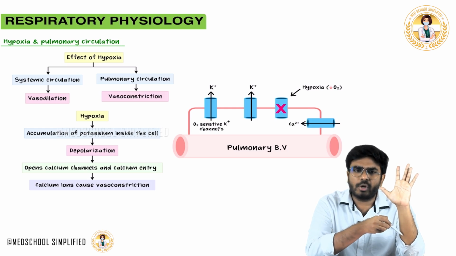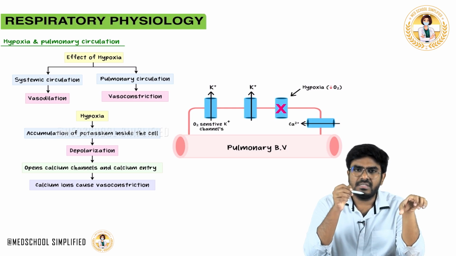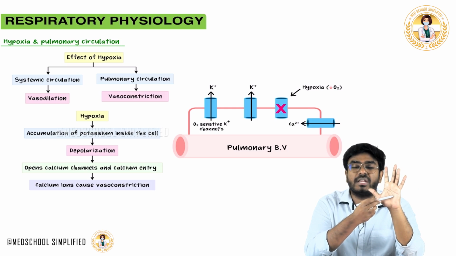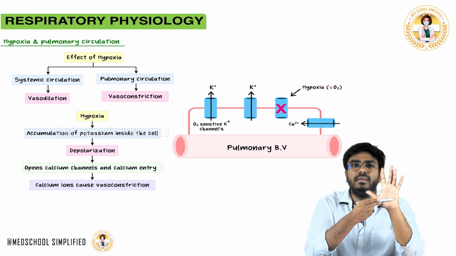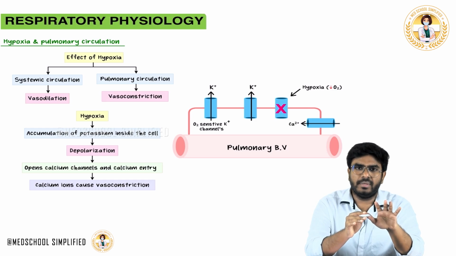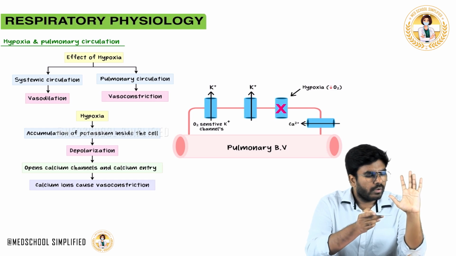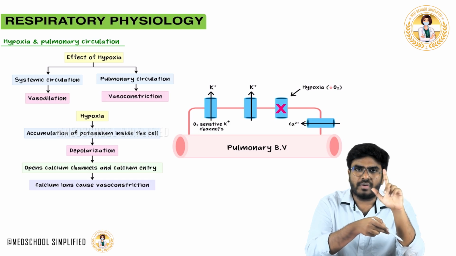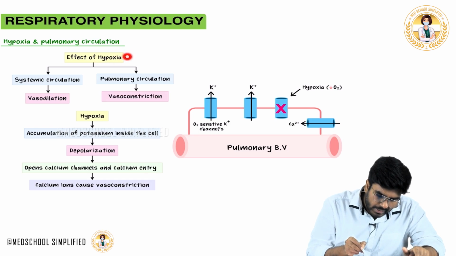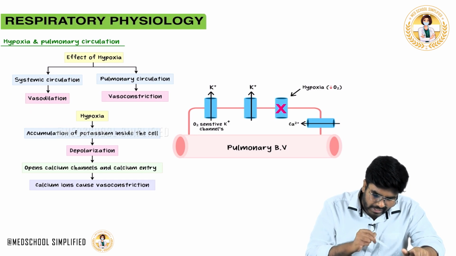Why are they getting dilated? Because dilation of the blood vessels will increase the perfusion. Dilation will increase the perfusion, so the hypoxia will be treated. So in systemic circulation, if there is hypoxia anywhere, the blood vessels will undergo vasodilation. Hypoxia in systemic circulation causes vasodilation.